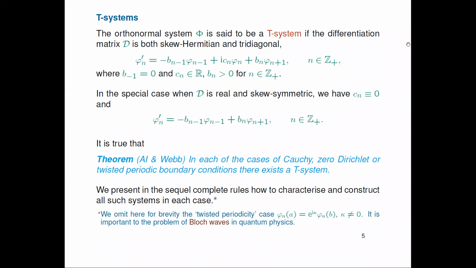And in particular, if the matrix is real, it's skew-symmetric, and then we have an even simpler expression. We call such an orthogonal system a T system, T for tridiagonal. And it turns out that in each of these cases that I mentioned, Cauchy, zero Dirichlet, or twisted periodic boundary conditions, there exists a T system, and we can characterize all possible T systems. And this has connections to many interesting facts in analysis.